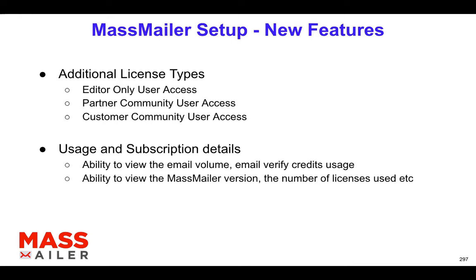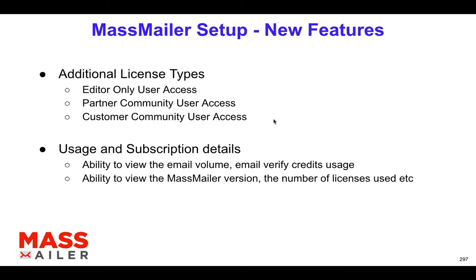And we added the user license types. So now you can select the editor-only user, partner community user, customer community user as well. Previously, we had only the full access, admin, and the read-only, but now we added these 3 as well. That way you can differentiate between various types of license that you have. And it will have the respective permission set automatically assigned. So there's nothing else that you need to do. So let's say you purchase editor-only license for some of the users. All you need to do is select that particular user and assign the type of the license.